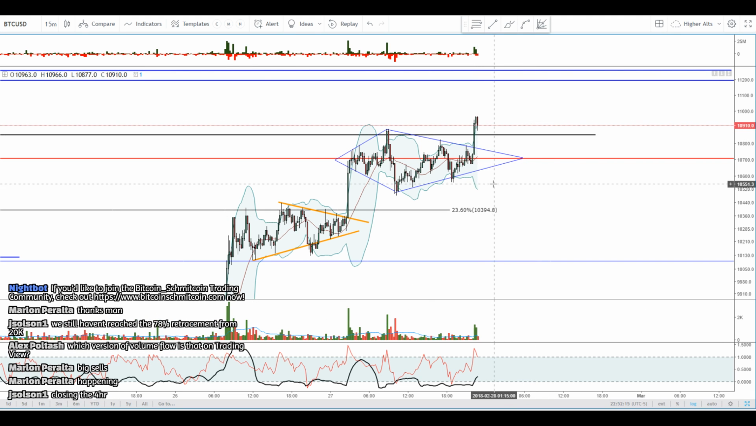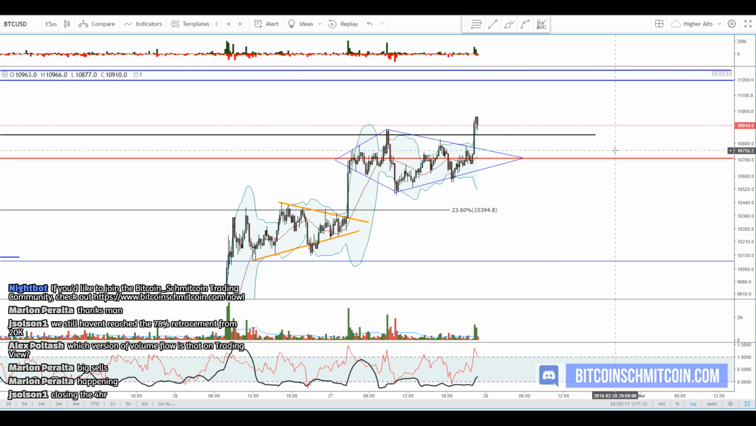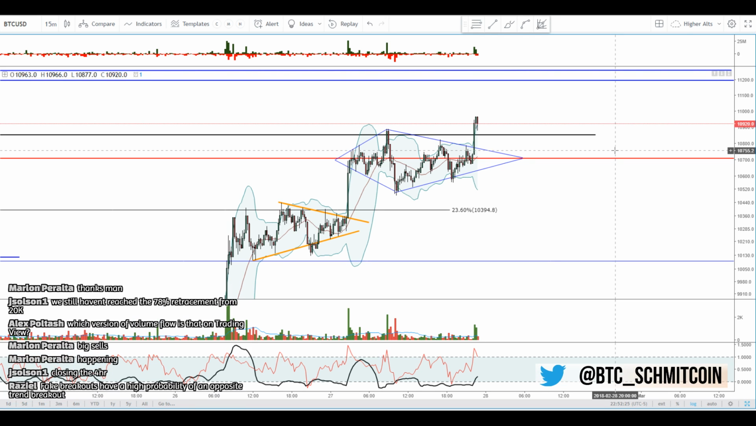I don't think we just pull back here. I think there's going to be a little bit of consolidation, a little bit of fake out consolidation where people are like, oh, this is going to continue upward. That's just how the composite operators do it, you know? Fake breakouts have a high probability of an opposite trend breakout.